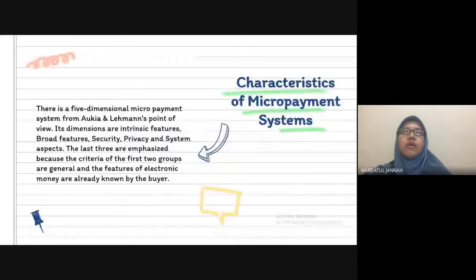There are five dimensional characteristics of a micropayment system: intrinsic, practice, security, privacy, and system aspect. The last three are imprecise because the criteria of the first two groups are generic and the features of electronic money are already known by the buyers. Okay, next slide.